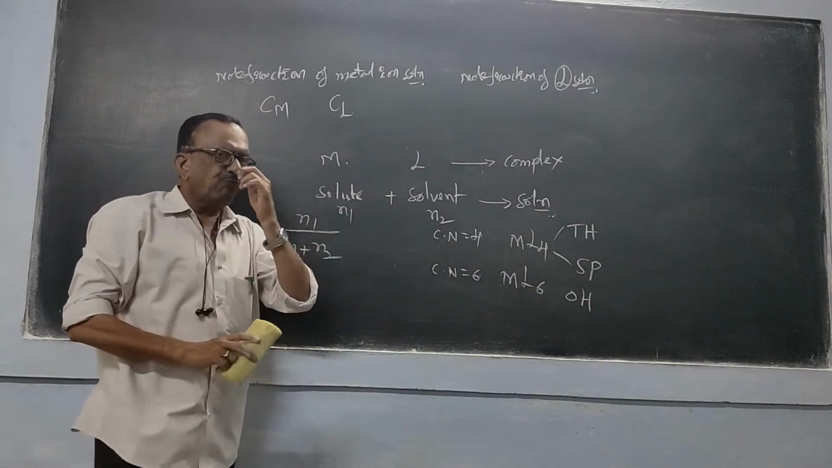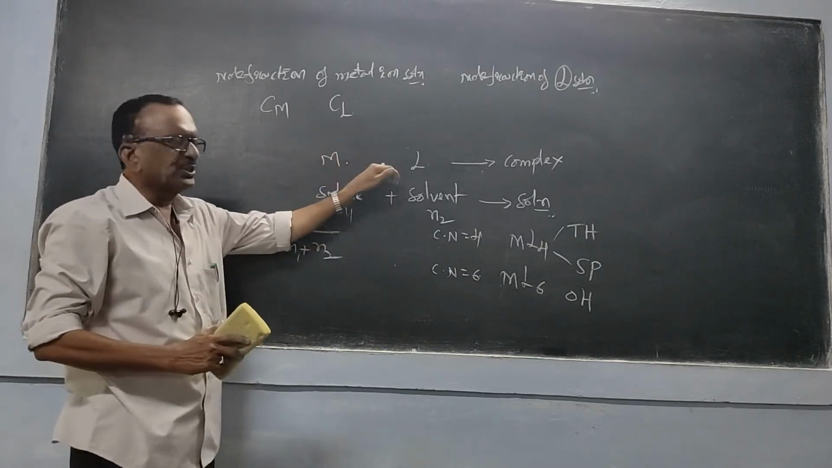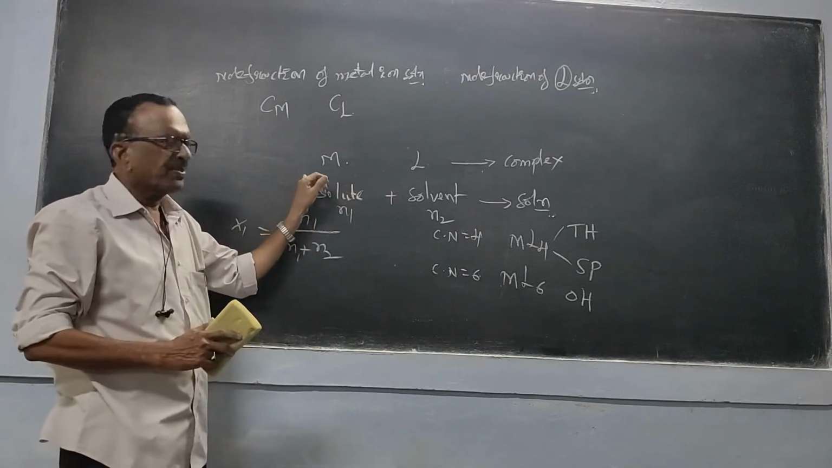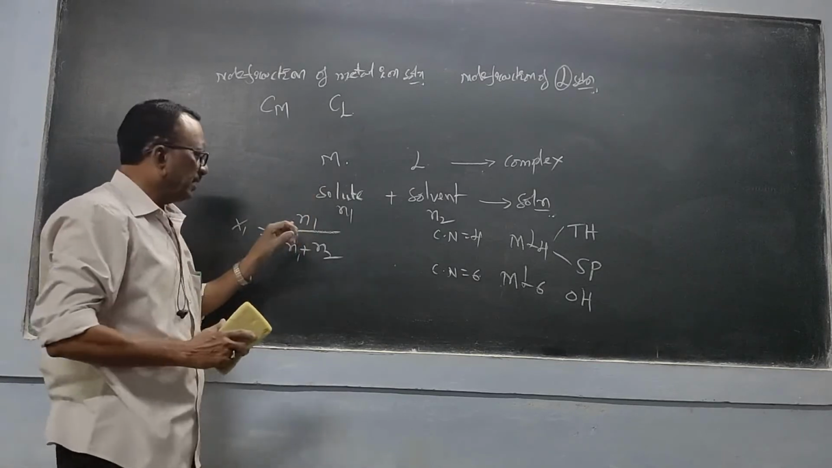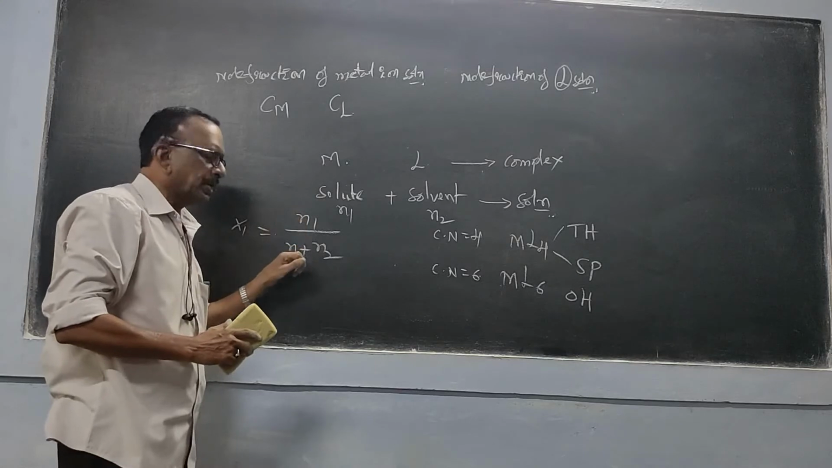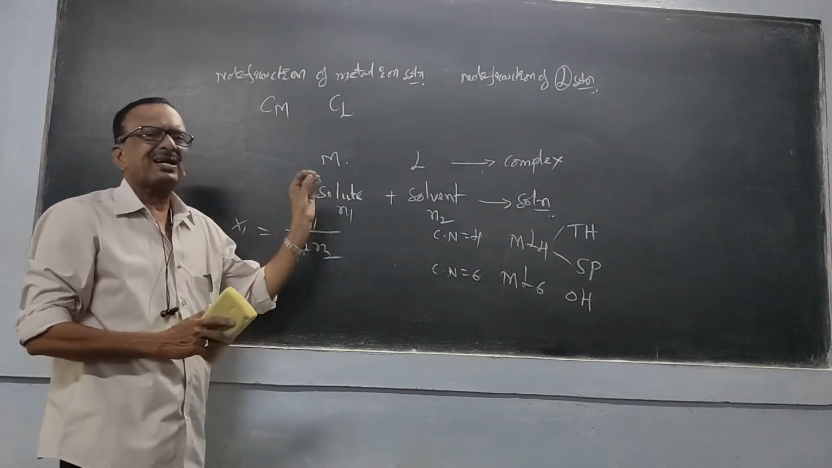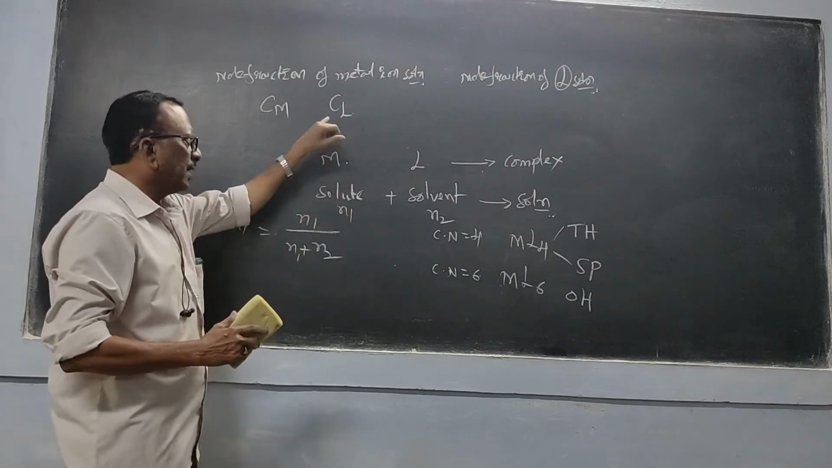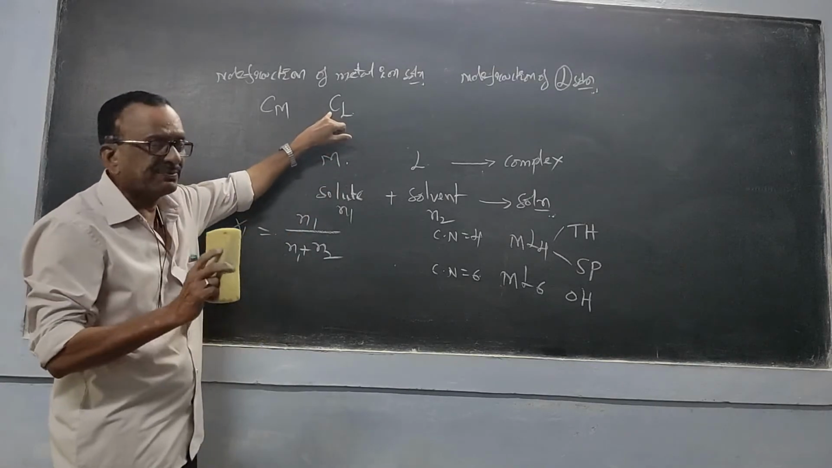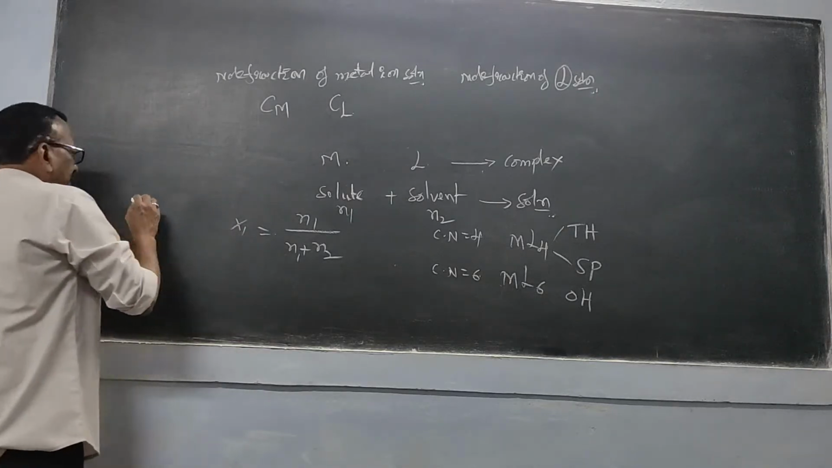So we have to find out separately the mole fractions of both the ligand as well as the metal. Now how can we find that out? Here we have written the number of moles of the solute by the total number of moles in the solution. Now in terms of concentration, how can we write it? The concentration of the ligand is here. So I can write it like this.